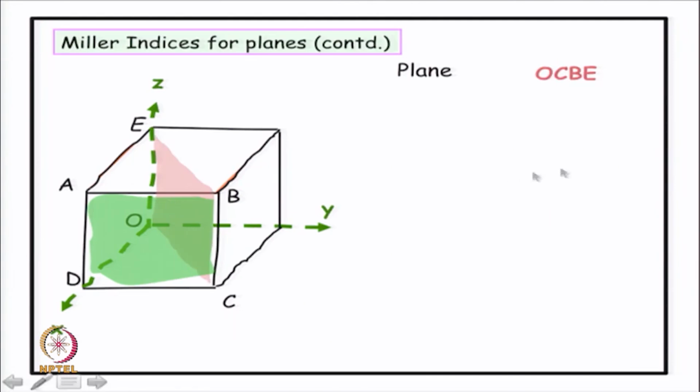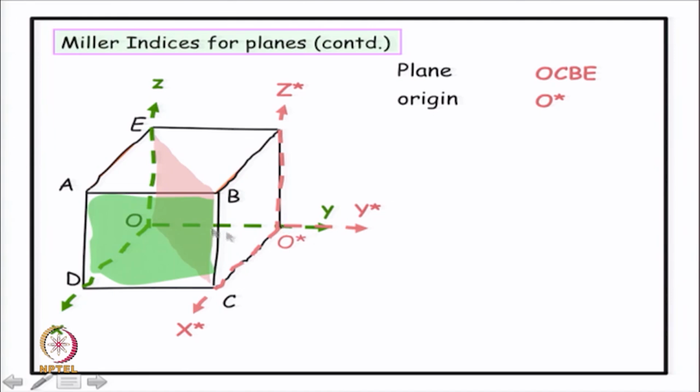Now, let me introduce another plane in the same unit cell, this time the plane OCBE. Now, this plane happens to be passing through my chosen origin. So, the very first condition, that the plane should not pass through the origin, is being violated. I can remedy this situation by shifting my origin, which is allowed crystallographically. So, I take my origin to another corner which is not lying on the plane. So, I shift my origin to this corner.